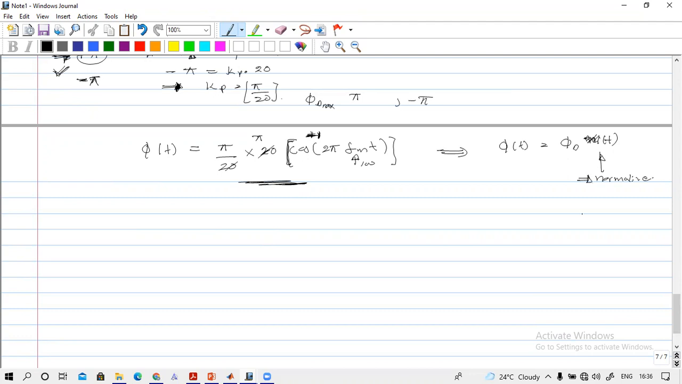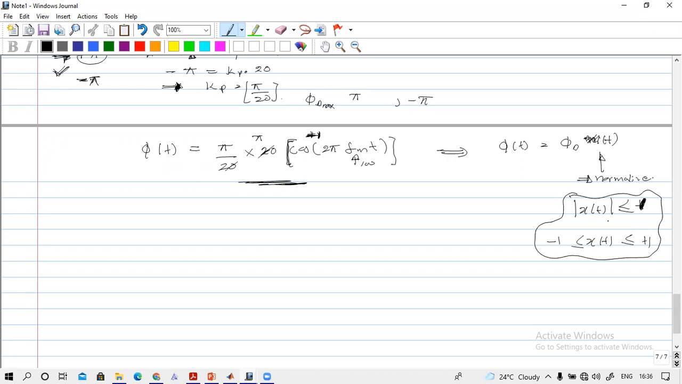What does that mean? We have to put this x(t) within plus or minus one. That is why I put the magnitude, the absolute value. So this x(t) should be greater than minus one and less than plus one. Okay, so that is the normalized message.